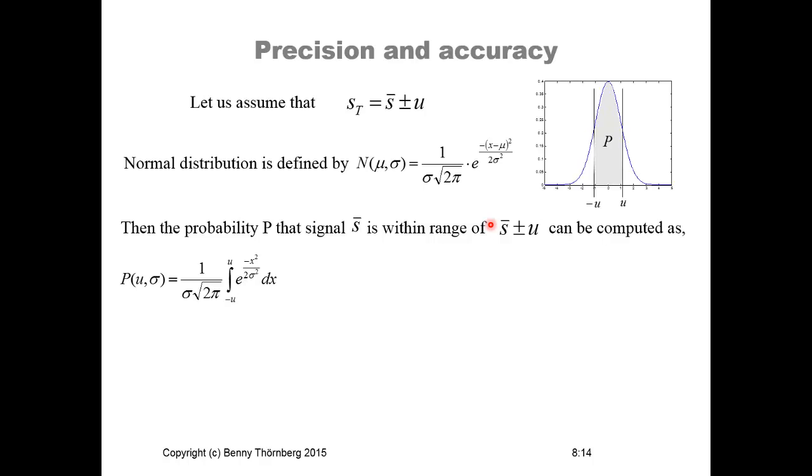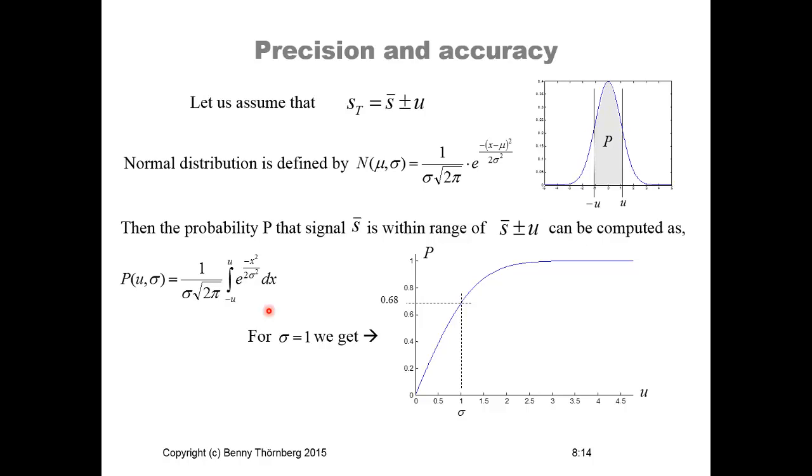Then the probability p that the measured value S mean is within the range of S mean plus minus u, we can compute this as an integration of all the probabilities of the distribution from the range of minus u to plus u. This is denoted by this formula, the integration from minus u to plus u. And this integration formula can maybe most easily be computed in computers using simulation methods, numerical simulations.